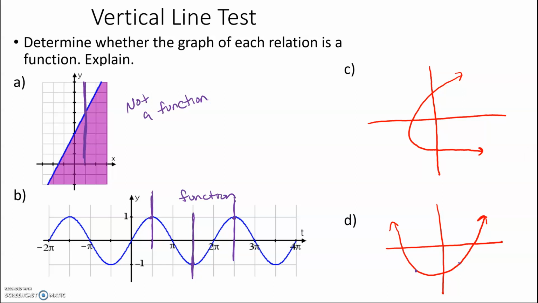We look at C. I went ahead and drew a little parabola. So here, if I draw a straight line, I already hit it twice, not a function. Remember, you can only hit once. And D, again, if I draw a vertical line, I'm only hitting once. Yes, it's a function. So just some examples of that vertical line test.